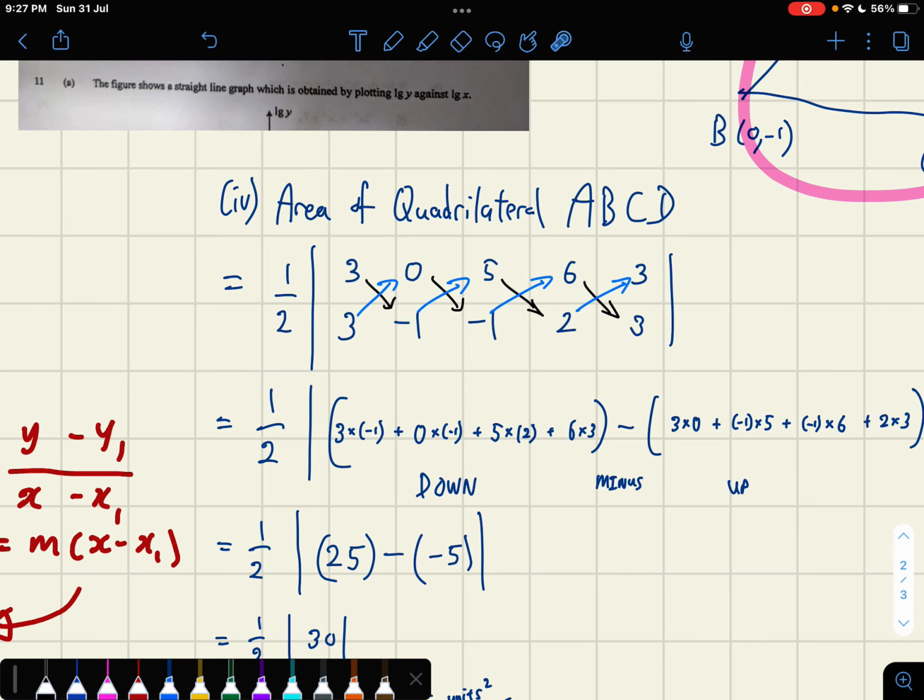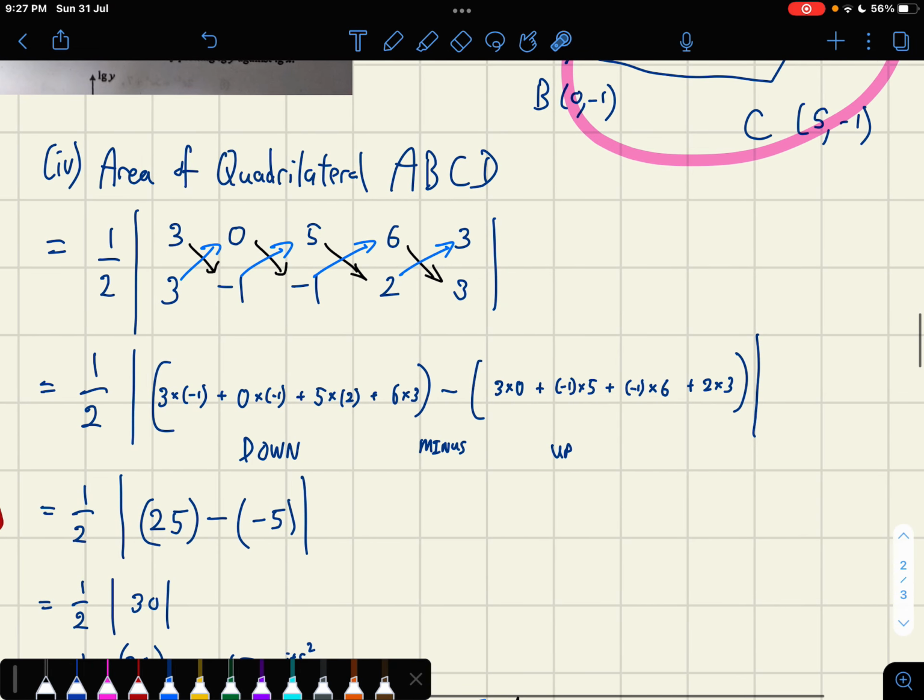So what do I mean specifically? Let's focus on the black ones. 3 times negative 1, you get this one. 0 times negative 1, you get a second one. 5 times 2, you get a third one. 6 times 3, you get the fourth one. Add them all together on the left, put a pair of brackets. That's the down. Then you put a minus sign and another pair of brackets. Now we have to calculate the up, which is the light blue. 3 times 0 plus negative 1 times 5 plus negative 1 times 6 plus 2 times 3. Put a pair of brackets around it.